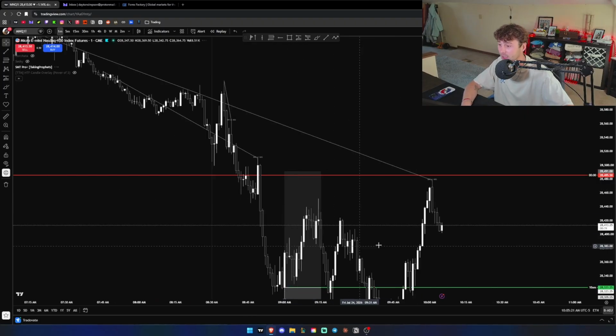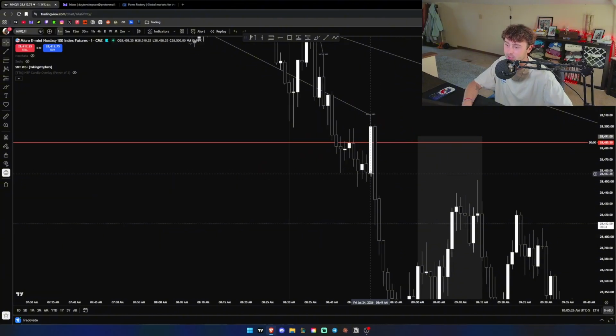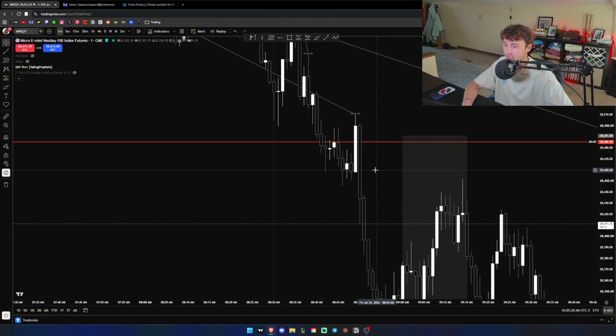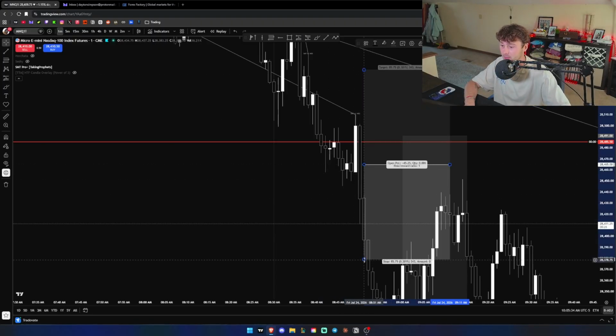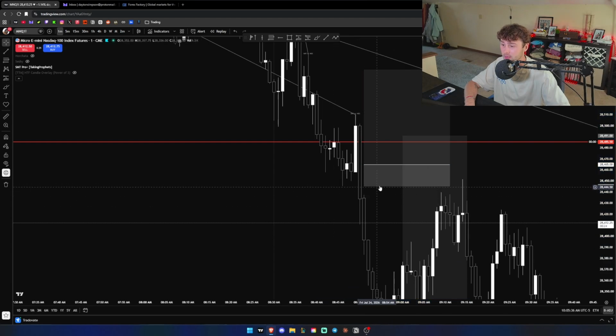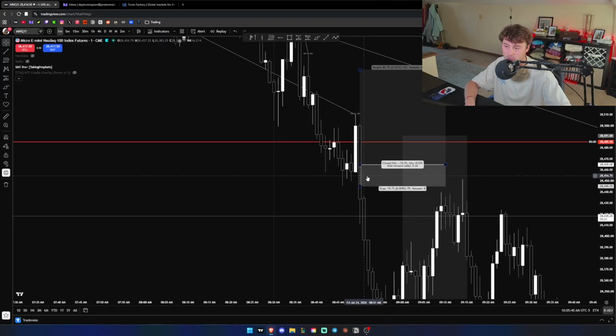But the reason I faded on that 5-minute rejection block was because we had this no wick candle right here. And as you guys know, I've said in recent videos, once you have a no wick candle, price wants to go there. So I didn't want to long like this, right? I didn't really want to long this right in here because we had that no wick candle, and I wanted to see that get taken out.